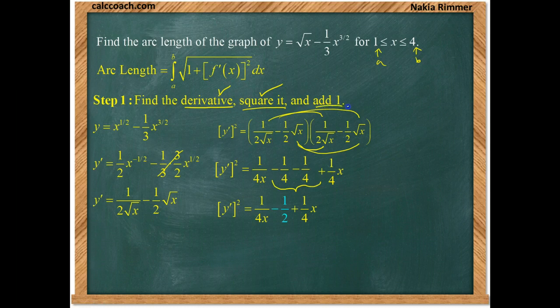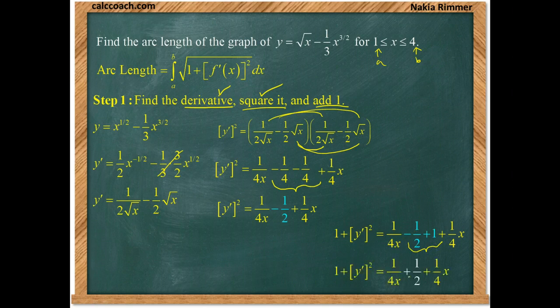Last step is to add 1. So we'll add 1 to both sides, 1 to the left, 1 to the right. It'll interact with that negative half by flipping it and making it a positive 1/2. The other terms will stay exactly the same. And that's step 1: find the derivative, square it, and add 1.